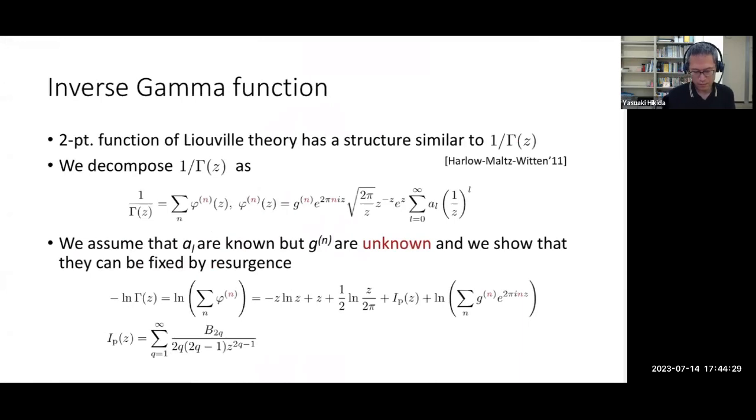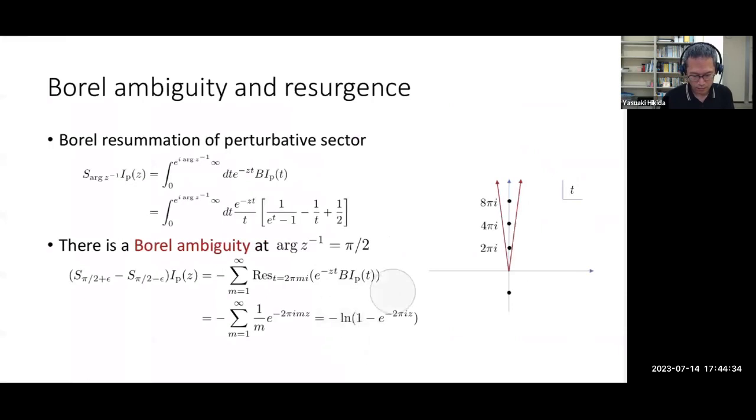If we compute the perturbative part, then we have this kind of ambiguity. And in order to remove the ambiguity, we should have some term which cancels this one. This is one way to explain. But in the Liouville theory, it's not an instanton. It's some parameter.